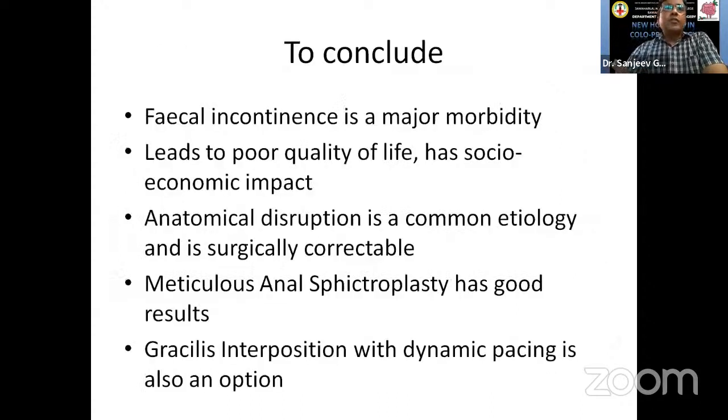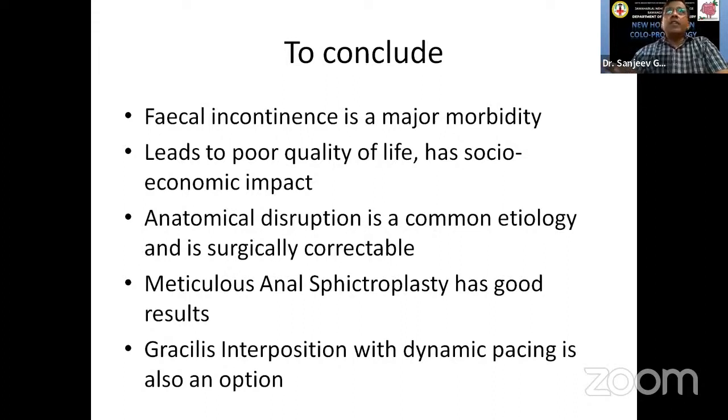So coming to the conclusion, fecal incontinence is a major morbidity and leads to poor quality of life, and has poor socioeconomic impact. Substantial cost is added by use of diapers, continuous treatment, surgeries. And anatomical disruption is a common etiology and is surgically correctable, which is important for surgeons. And a meticulous anal sphincteroplasty has good results.